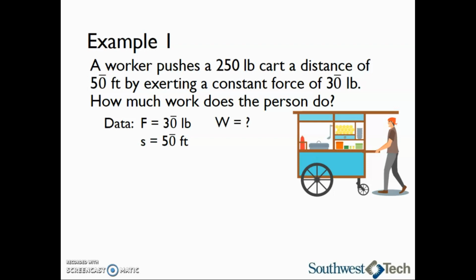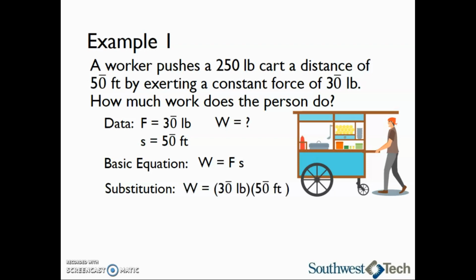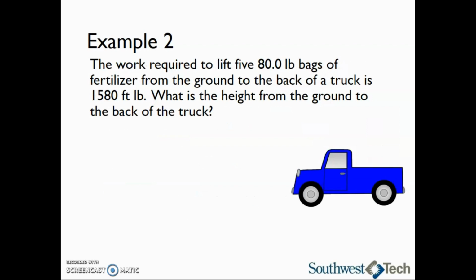The basic equation to calculate work is work equals the force in the direction of motion, F, times the displacement, S. Since this equation is already written in terms of work, our basic equation is also the working equation. Next, we can substitute the data we were given. Work equals 30 pounds times 50 feet. The amount of work this person does pushing the cart, therefore, is 1,500 foot-pounds. Let's look at one more quick example.